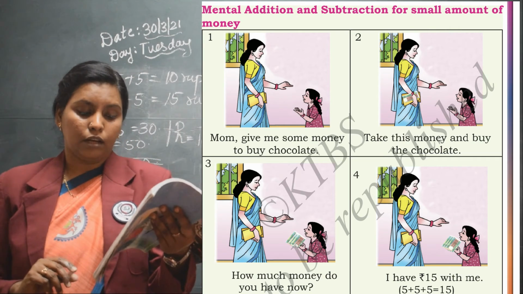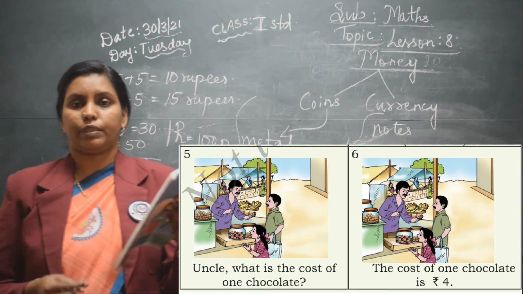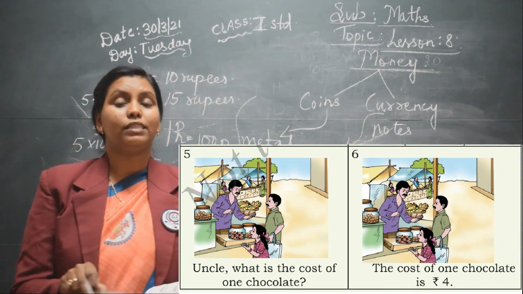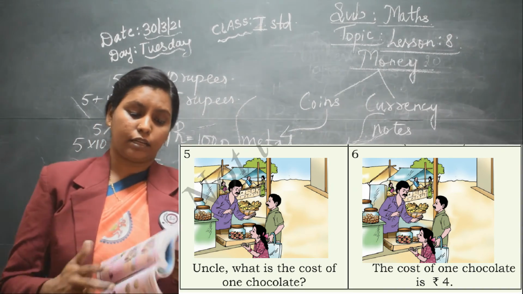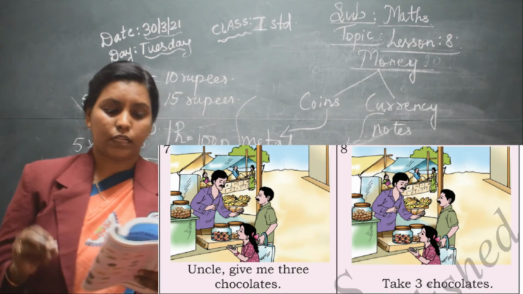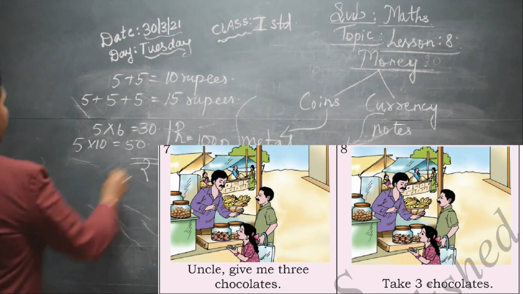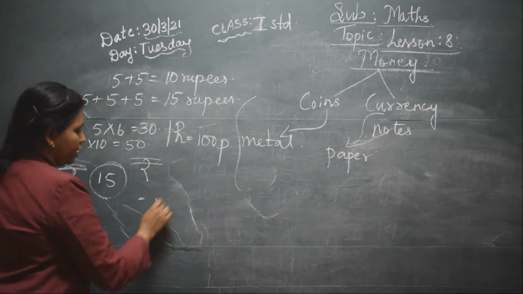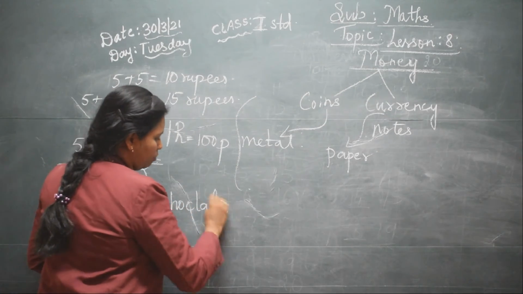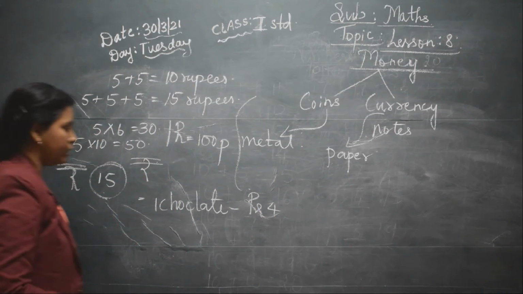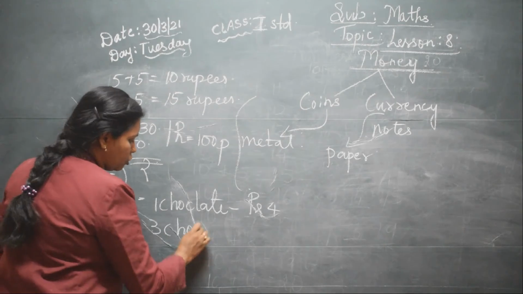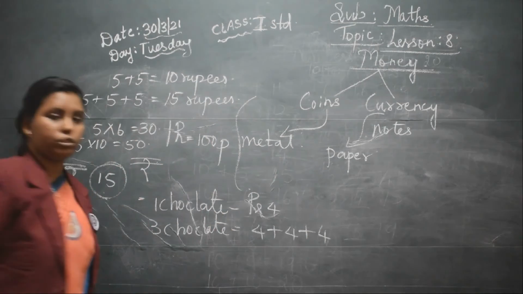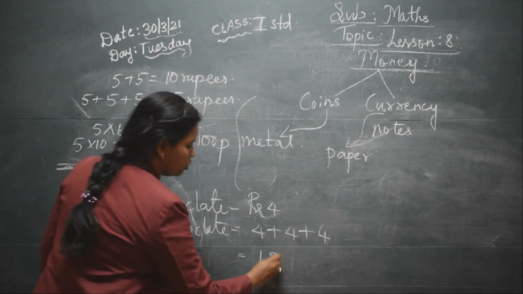Then in the fifth picture, uncle, what is the cost of 1 chocolate? The girl is asking the shopkeeper, what is the cost of 1 chocolate? Then the cost of 1 chocolate is 4 rupees. Then she asked, give me 3 chocolates. Okay. So for the 3 chocolates, the mother has given 15 rupees. So the price of 1 chocolate is how much? Rupees 4, isn't it? So what is the price of 3 chocolates? So it is 4 plus 4 plus 4. 3 times she is giving 4 rupees, that is equal to 12 rupees.